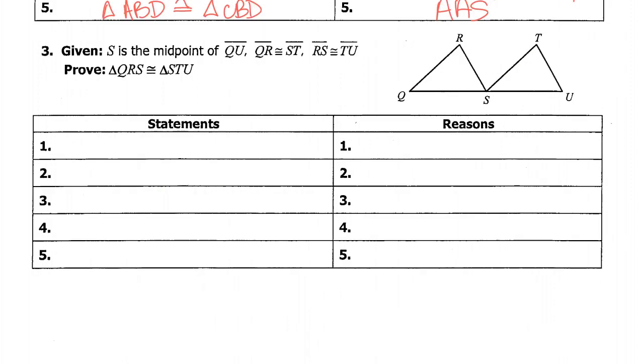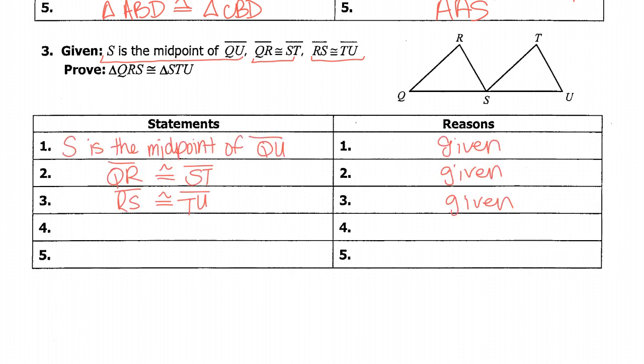All right, so for number 3, it actually gives us 3 of the statements. We know that S is the midpoint of QU. We have those two sides are congruent and those two sides are congruent. So now that I wrote it down, I'm going to go to my picture and label everything that was congruent. So QR and TS were congruent. RS and TU are congruent. And then because S is the midpoint of QU, I know that QS is the same as SU. So my reasoning would be because of definition of midpoint.